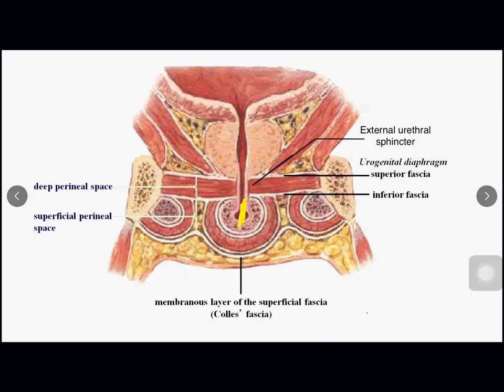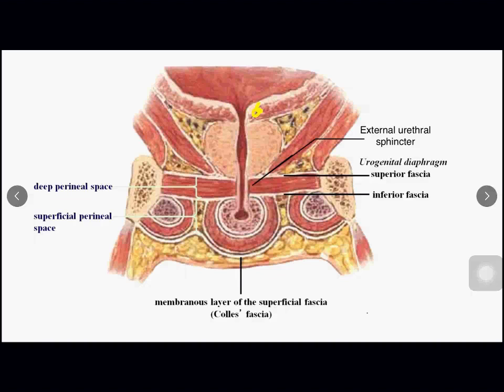Okay, I told you the spongy urethra was in the superficial perineal space. And this membranous urethra is only about 1.5 to 2 centimeters long. It is the narrowest portion of the urethra. This is in the deep perineal space. This membranous urethra is surrounded by your external urethral sphincter or sphincter urethrae, which is voluntary in nature.